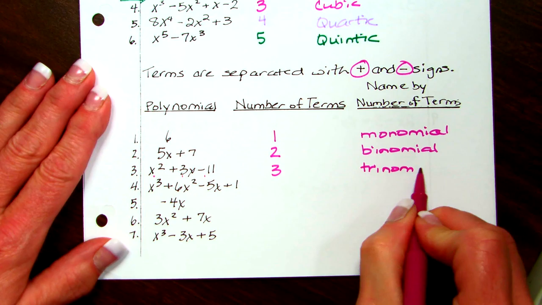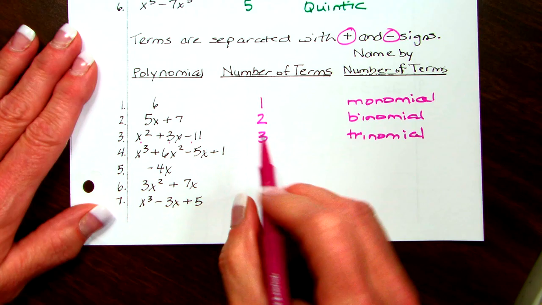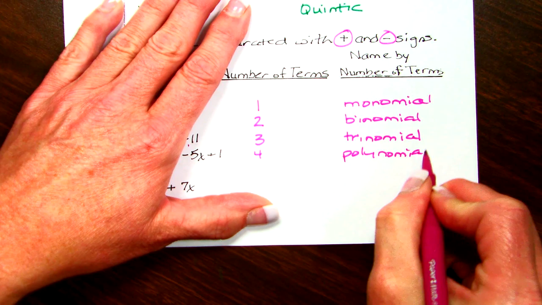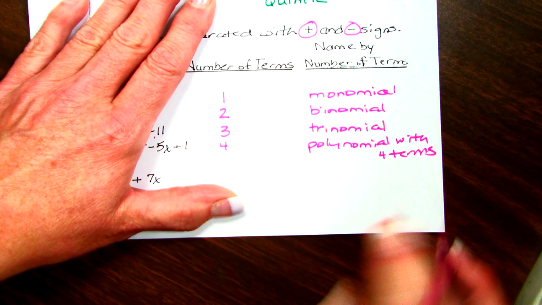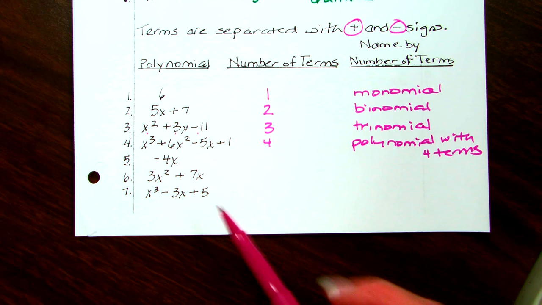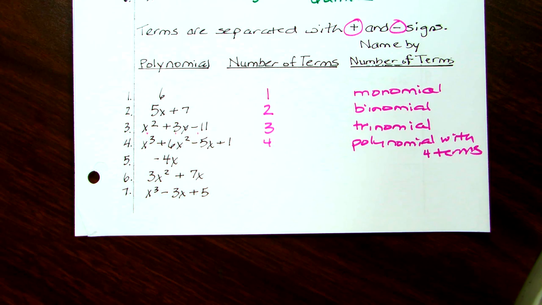Number 4 has 4 terms, we just call that a polynomial. No special name for that. The only special names are for a monomial, binomial, and a trinomial. And I'll leave the next three for you to name, and then you can look at the completed notes and see if you did those correctly. Remember, the completed notes will be posted after I teach the lesson in class.